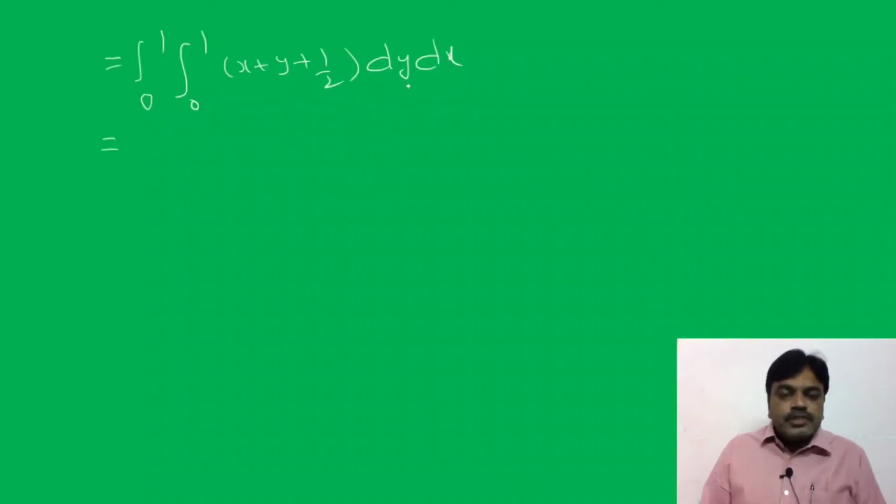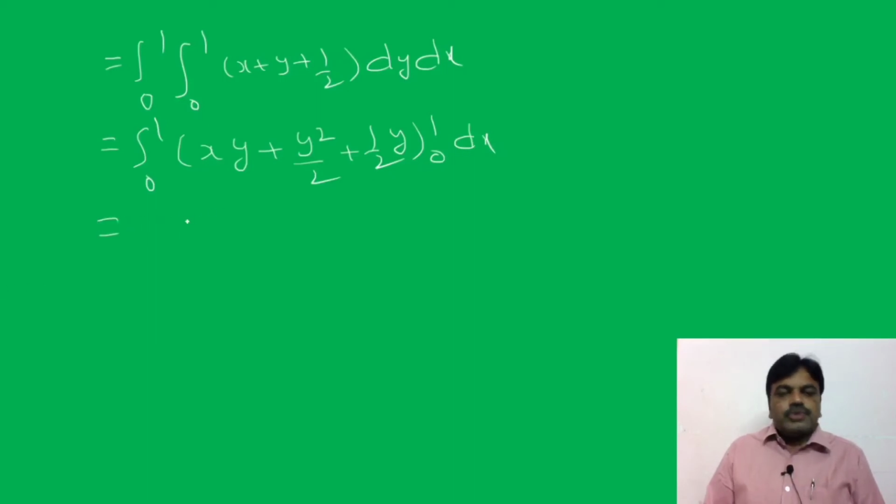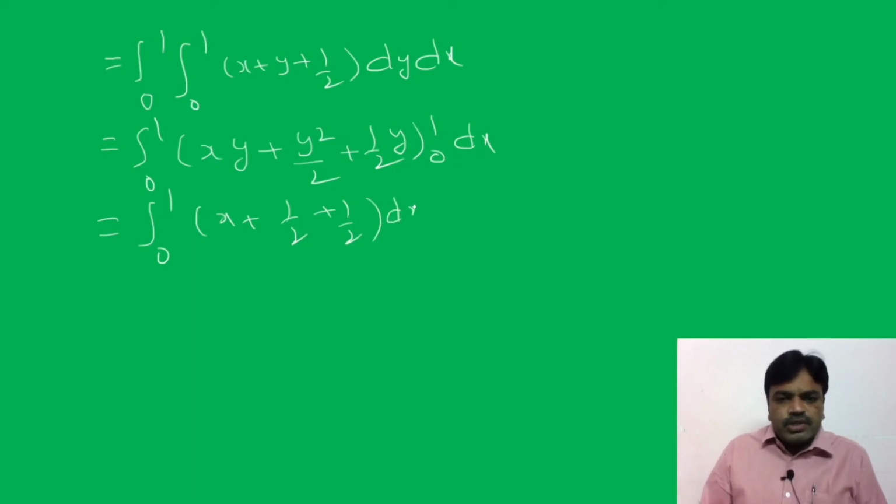Now you integrate with respect to y. Integral 0 to 1 of x times the integral of dy, which is y, because with respect to y, x is treated as constant, plus the integral of y dy, which is y square by 2, plus 1 by 2 times y, between limits 0 to 1, dx. Substituting the upper limit, we get the integral 0 to 1 of (x plus 1 by 2 plus 1 by 2) dx; the lower limit gives 0. That equals x square by 2 plus 1 times x, between limits 0 to 1. Substituting the upper limit, we get 1 by 2 plus 1; the lower limit gives 0.